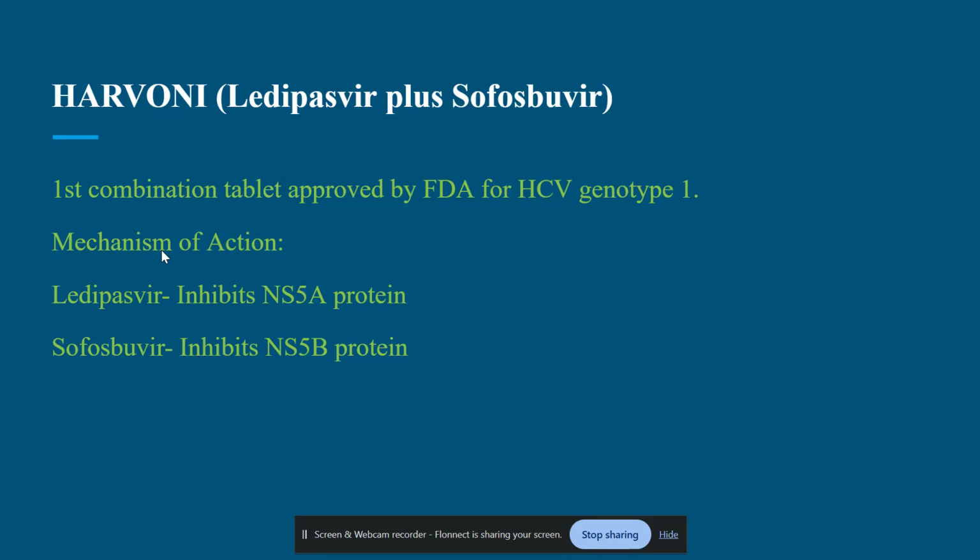Sofosbuvir inhibits the NS5B protein. This protein is an RNA-dependent RNA polymerase that is required for viral replication, so they terminate the viral RNA chain during replication by being incorporated into it, and they stop the genome replication. While ledipasvir is an inhibitor of NS5A, which is required for HCV replication and viral assembly. So this is how they act against the hepatitis C infection.